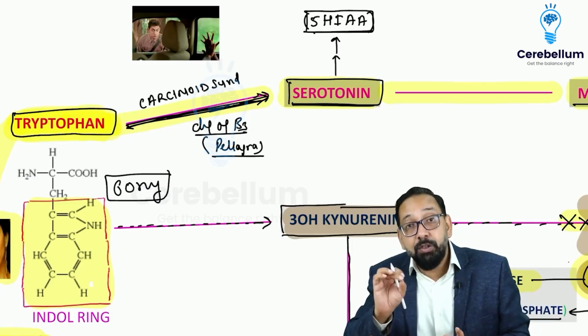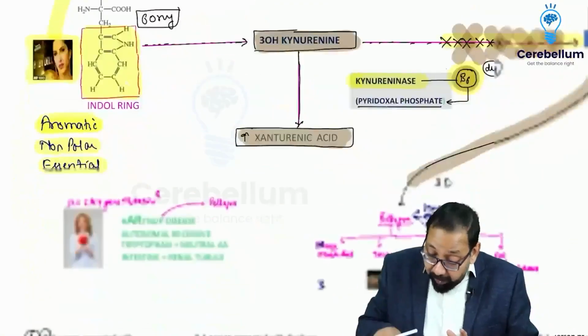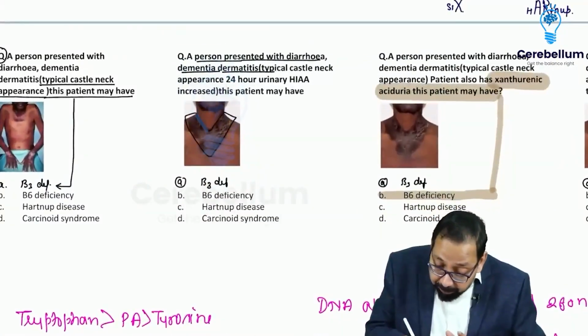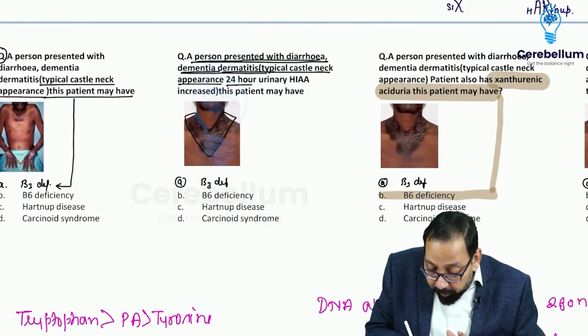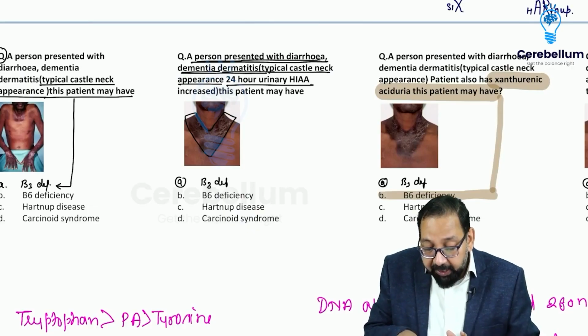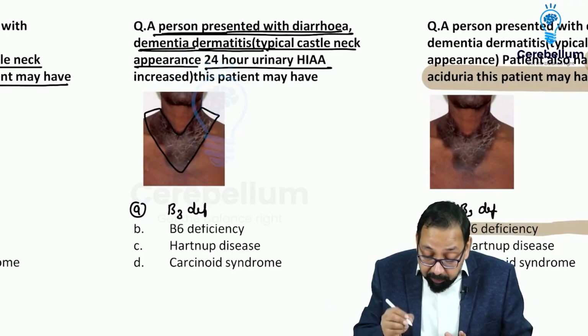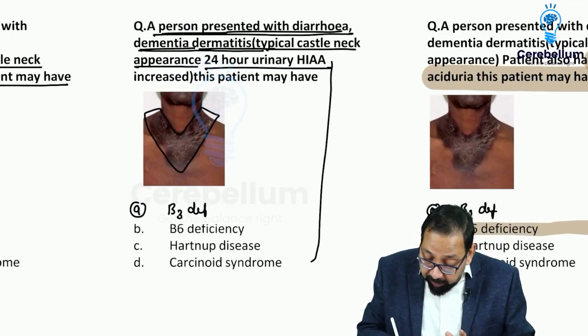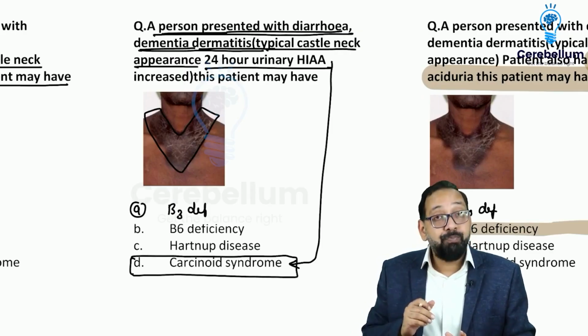In carcinoid syndrome, again pellagra symptoms would be there. So if a question is asked that a person presented with diarrhea, dementia, dermatitis, typical Casal's necklace appearance, and 24-hour urine HIAA is increased, in this pellagra is there, but this is due to carcinoid syndrome. The better answer would be carcinoid syndrome.